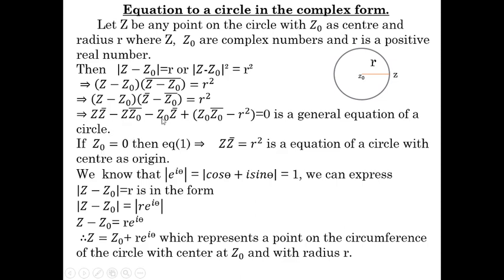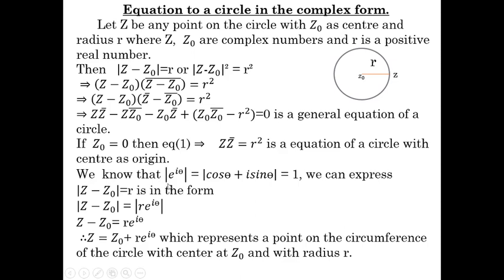If z0 is equal to 0, that means the center is the origin. If the center is the origin, then the equation of the circle is nothing but z into z bar is equal to r square. Because z0 is 0, these terms are also 0, and this one is also 0. We get z into z bar minus r square is equal to 0, which gives z into z bar is equal to r square, which is the equation of a circle with center as origin.